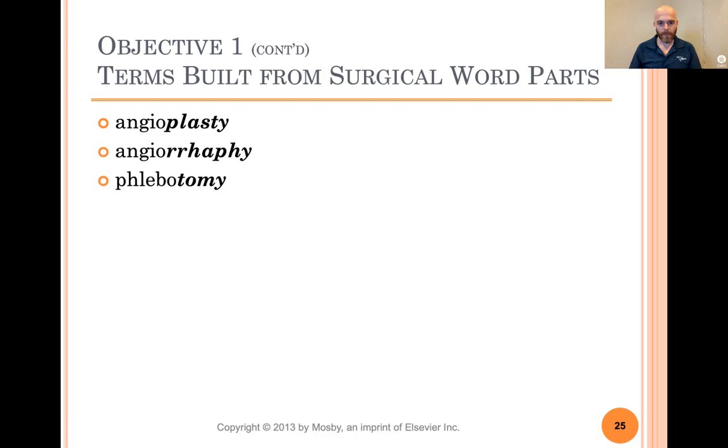Phlebotomy. Otomy means opening up of something, and phleb is vein. So phlebotomy is actually opening up a vein. And that's what phlebotomists do. They puncture your vein to open it up to take blood. Splenectomy. Spleen and ectomy means surgical excision or removal of the spleen.